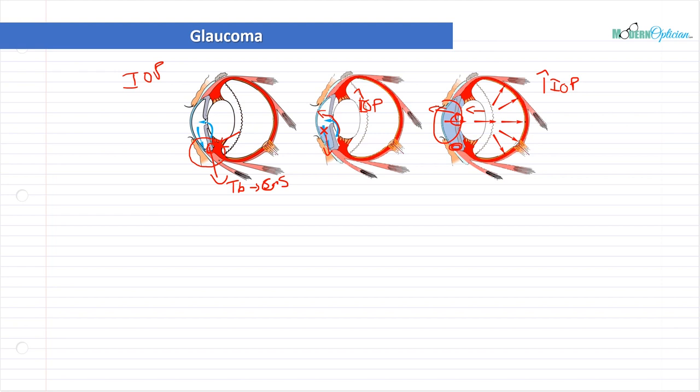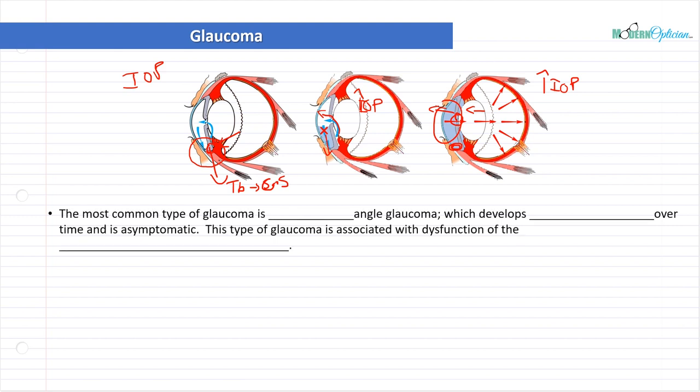The mechanism to these things is not as important as what the overall effect is. But I do want you to remember this concept of open angle and closed angle, and we're going to talk about it a little bit more right now. So the most common type of glaucoma is the first one we're talking about, which is open angle glaucoma, which develops gradually over time and is asymptomatic. You know, people don't notice that this is happening. This type of glaucoma is associated with the dysfunction of the trabecular meshwork. Okay, things just aren't draining out the way they're supposed to be.